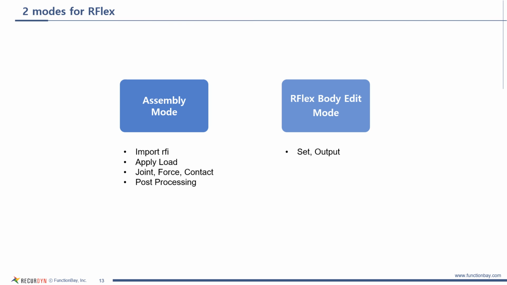In Reflex, there are 3 modes: assembly mode, Reflex body edit mode, and measure mode. In RFlex, there are just 2 modes. In assembly mode, you can import an RFI, apply load, create joint, force, contact, and do post-processing. In RFlex body edit mode, you can define entities such as set and output.